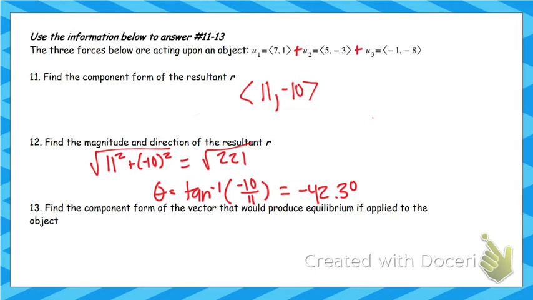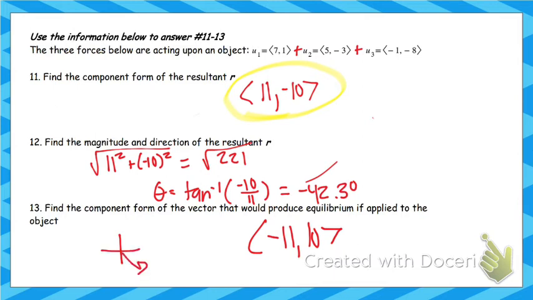All right, equilibrium. We want to find the component form of the vector that would be equilibrium. So we're trying to find what is the opposite vector of the one we found in 11. So all we have to do then is take the opposite signs, and we're done. Okay, so it's just the opposite signs. It's the one that goes in the opposite direction. So 11, -10 would go this way. -11, 10 would go that way. So that's the one that would keep it from moving. It has the exact same magnitude, but in the opposite direction.